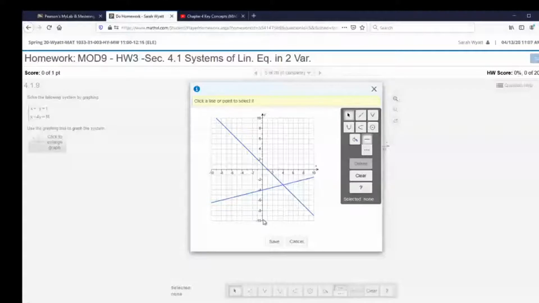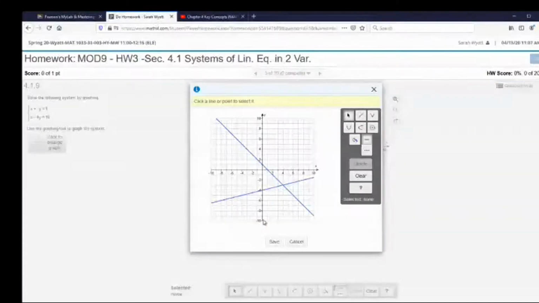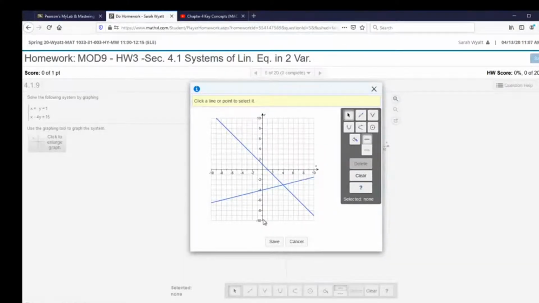Once you solve for y for both of those equations, your answer for the linear system is going to be the point of intersection. Wherever they intersect, that intersection point is the answer for the linear system. In this case, our intersection happens right here at 4, -3. So we'll save the graph and then check our answer.